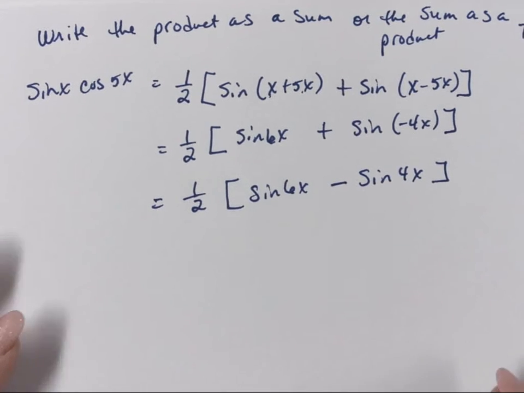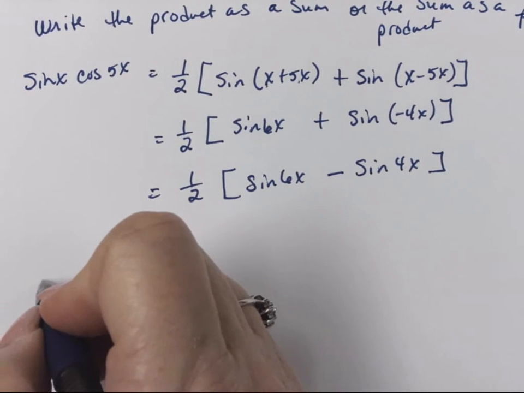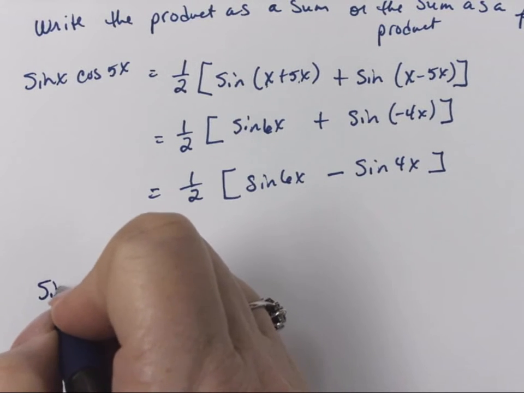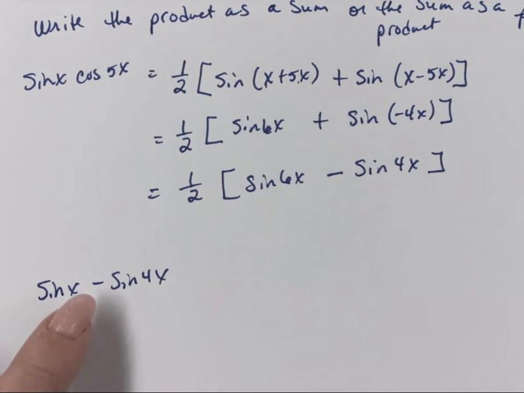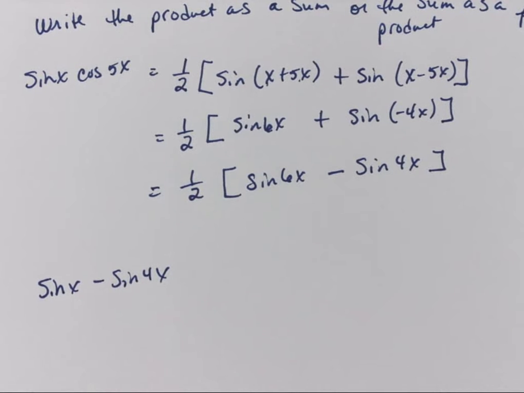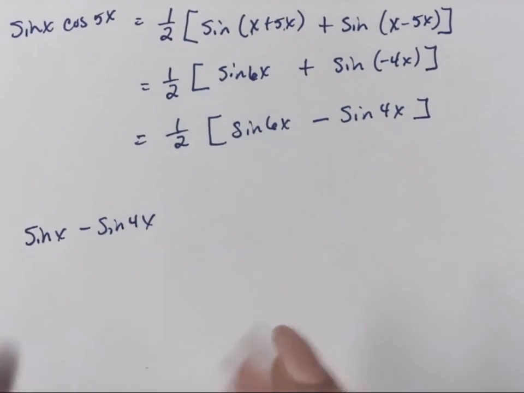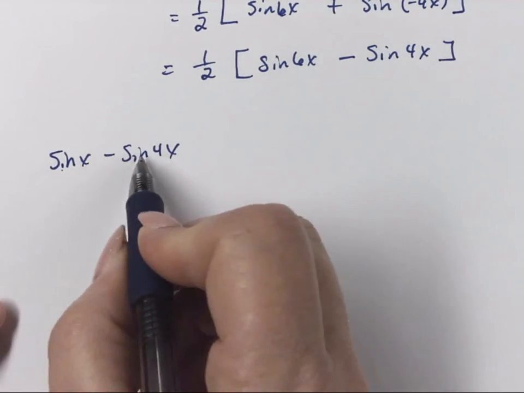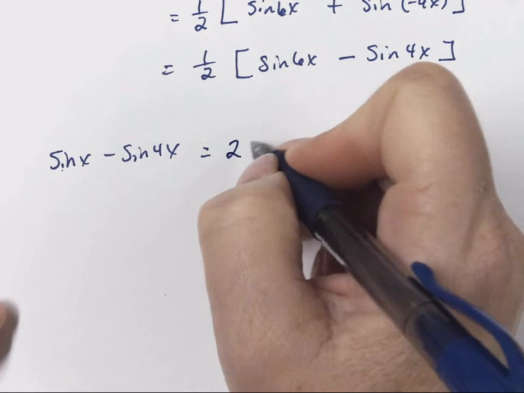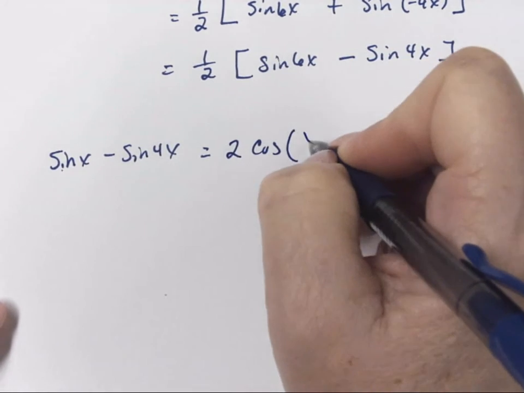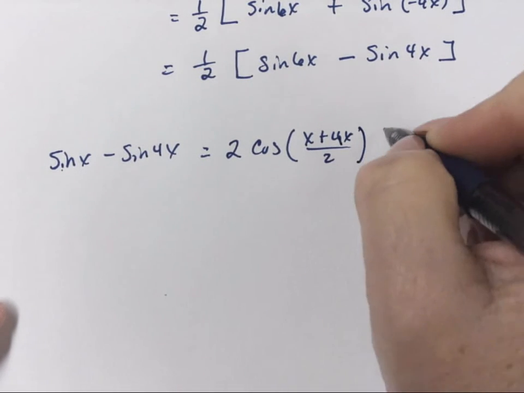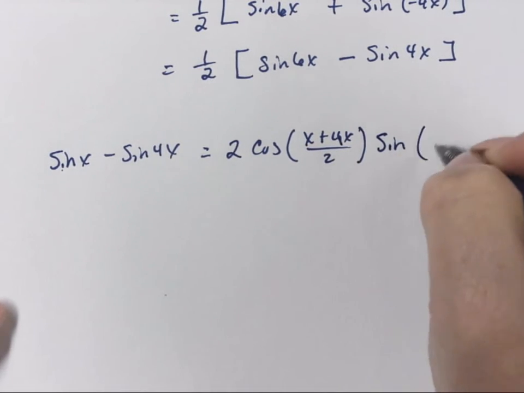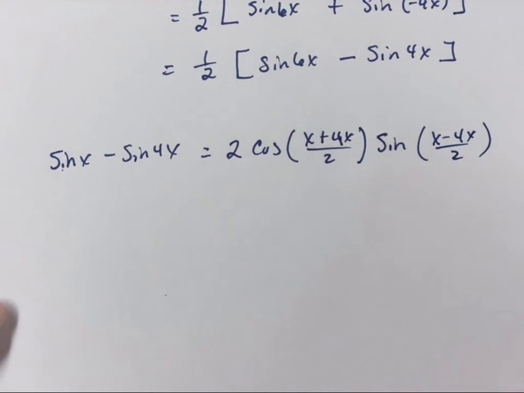All right, so the next one we're looking at is writing a sum as a product. So sine x minus the sine of 4x, and I realize this is a difference, but you can look at it as a plus and minus too, and they're just called sum to products and products to sum. So the formula, we're matching the sine minus the sine, will be 2 times the cosine of x plus 4x over 2 times the sine of x minus 4x over 2.